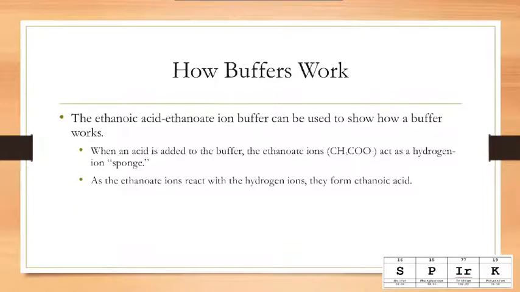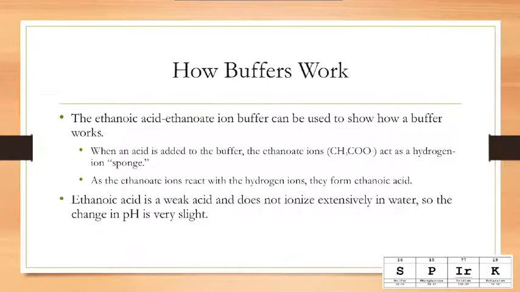The ethanoic acid-ethanoate ion buffer can be used to show how a buffer works. When an acid is added to the buffer, the ethanoate ions act as a hydrogen sponge. As the ethanoate ions react with hydrogen ions, they form ethanoic acid. Ethanoic acid is a weak acid and does not ionize extensively in water, so the pH change is very slight. So we have those ethanoate ions snatching up those H+ ions, yielding ethanoic acid.